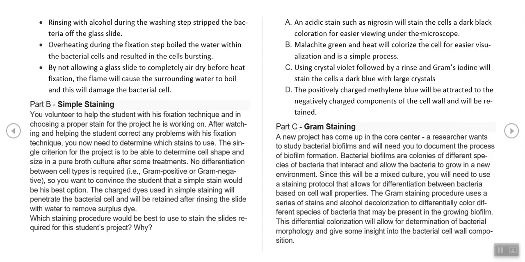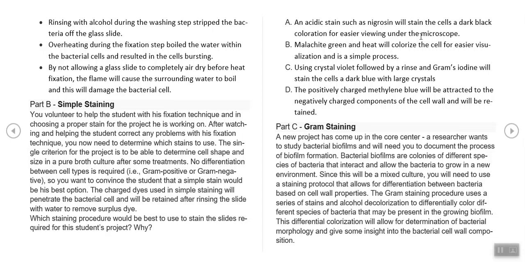Malachite green and heat will decolorize the cell for easier visualization and is a simple process. For my students, you've probably already done the endospore stain, and was that a simple process? No, there are a couple of steps in there. You had to actually put it over steam heat in order for the process to take place, and there were some students that it just didn't even work out correctly. So it's not really a simple process. There's something that's much simpler than that.